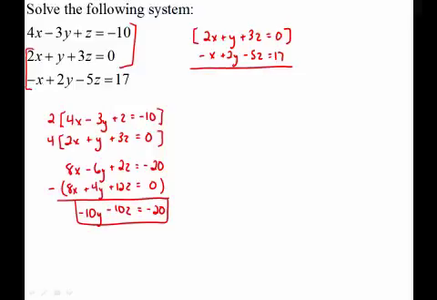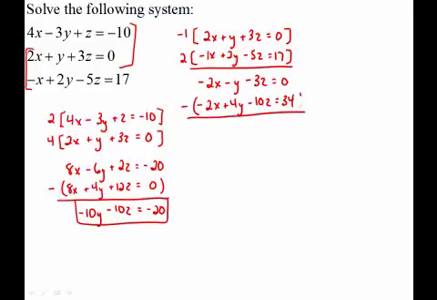So multiply this by negative 1, and that by 2, because remember, when you see that negative x, that's just a negative 1 there. So negative 2x minus y minus 3z equals 0, and negative 2x plus 4y minus 10z equals 34. Subtract. So the negative 2's are both the same, they cancel. Negative y minus 4 is negative 5y. Negative 3 minus negative 10 is plus 10, so plus 7z equals negative 34.